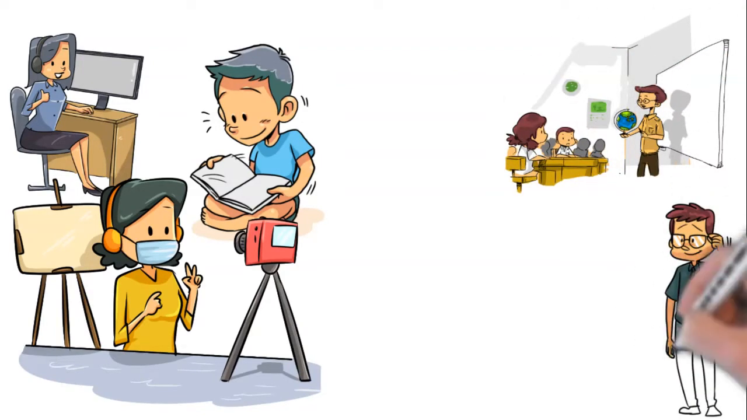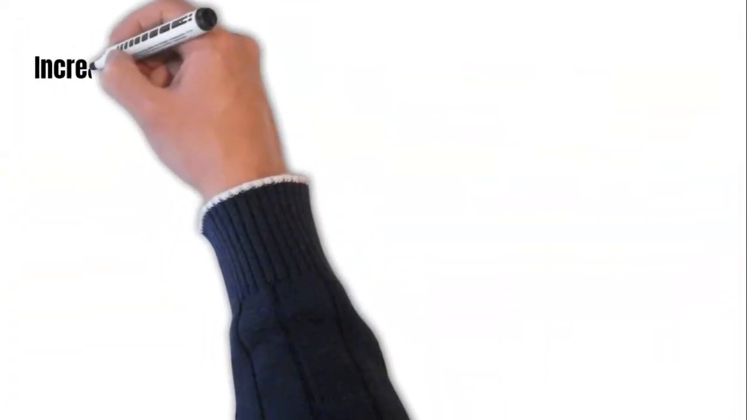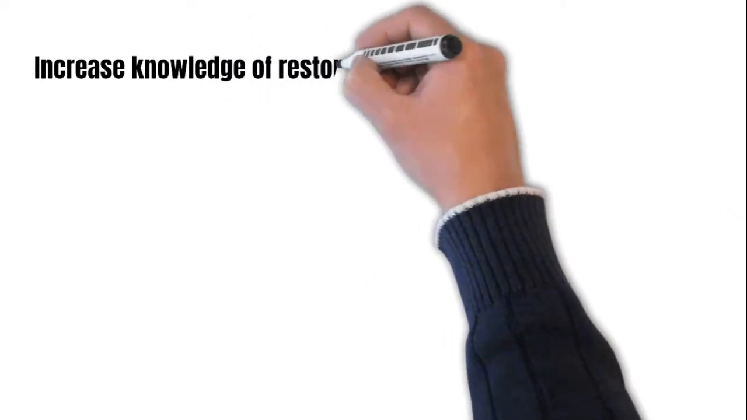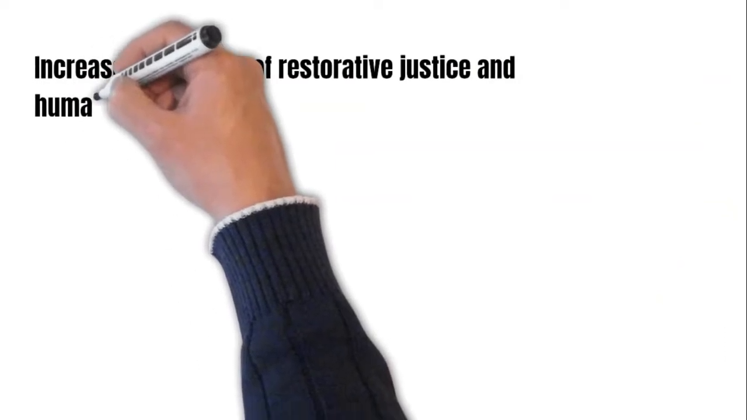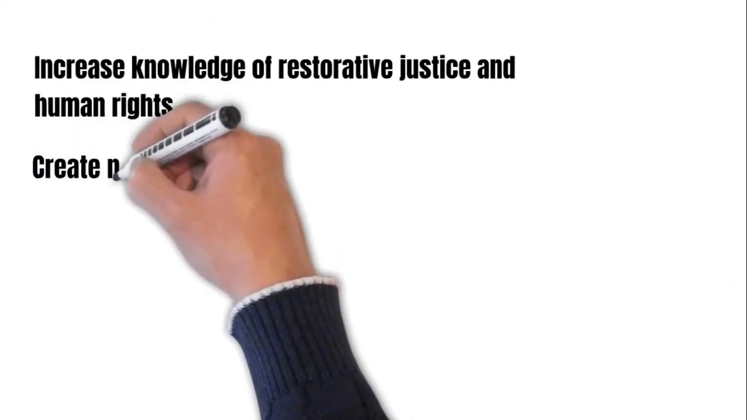By the end of the e-course, the following learning outcomes should have been achieved. Increase knowledge of restorative justice and human rights, and how they can be used as tools to prevent and heal harm resulting from cyberbullying. Create new skills in professionals that will enable them to support young people in identifying and reporting cyberbullying.